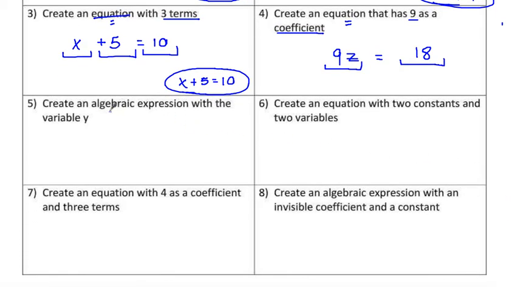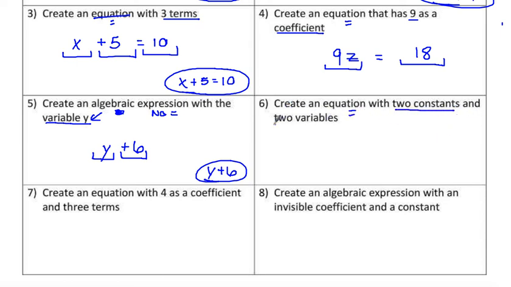Number 5 says create an algebraic, so it needs a letter, expression, so there's no equal sign, and with the variable y. So I need an expression. I want it to be algebraic, so there's my letter right there. So in reality, I don't need to use the x. I'm going to use the y. And it doesn't say how many terms, but I'm just going to make it 2. If you made it 1, technically that'd be okay, but you should make it 2 or more just because you're making an expression. It's not really an expression if you don't have anything else to operate with. So I'm going to put a y here, and I'm going to say plus 6. So if you squish it together, it'd be y plus 6 would be your problem, but you could leave it on the spaces.